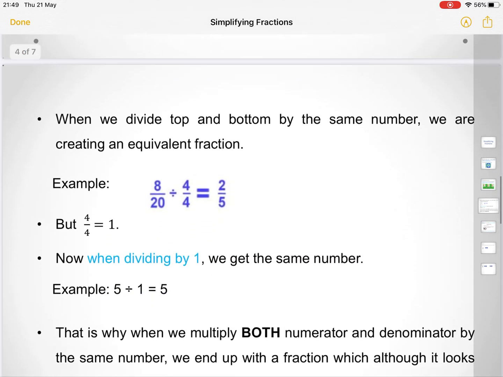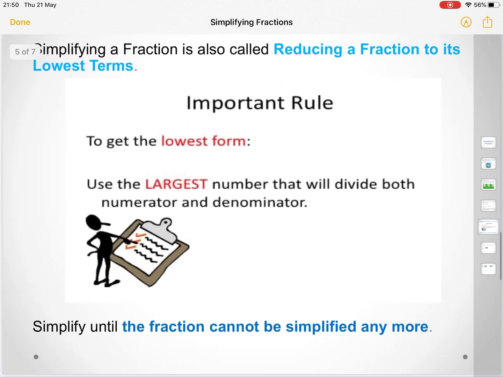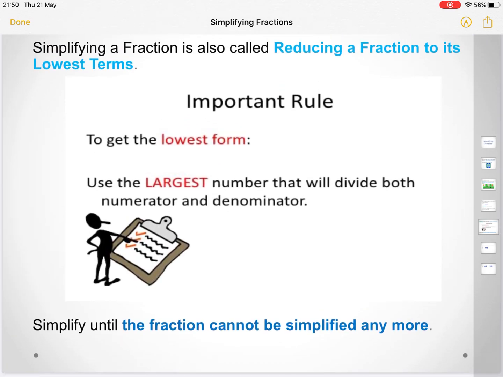So it's better to find the largest number that will divide both numerator and denominator, not because if you do it in steps it is wrong, no, but because you can do it faster, okay? Because you don't need a lot of steps, you just need one step, okay? In case you don't realize that there is a higher number, it doesn't matter, okay? Divide by a number, look at the fraction. If it can be simplified further, then simplify. If it cannot be simplified further, then stop there, okay?